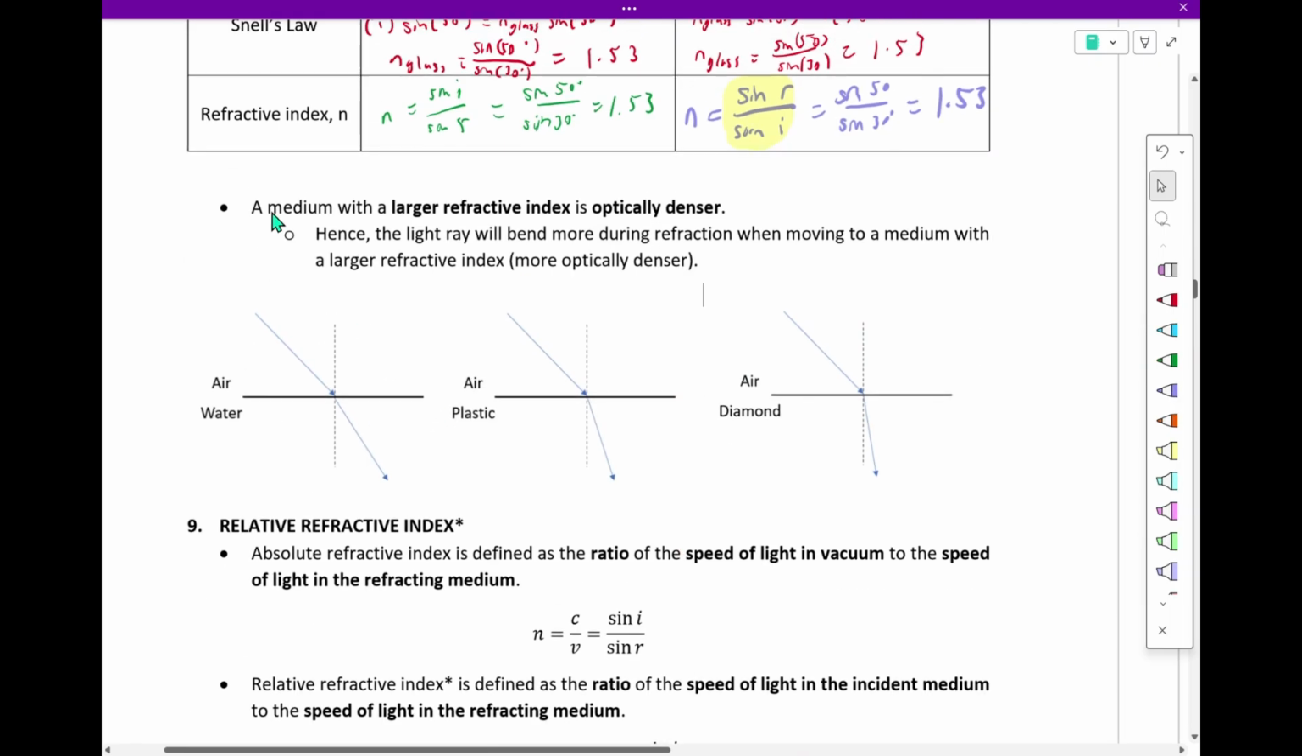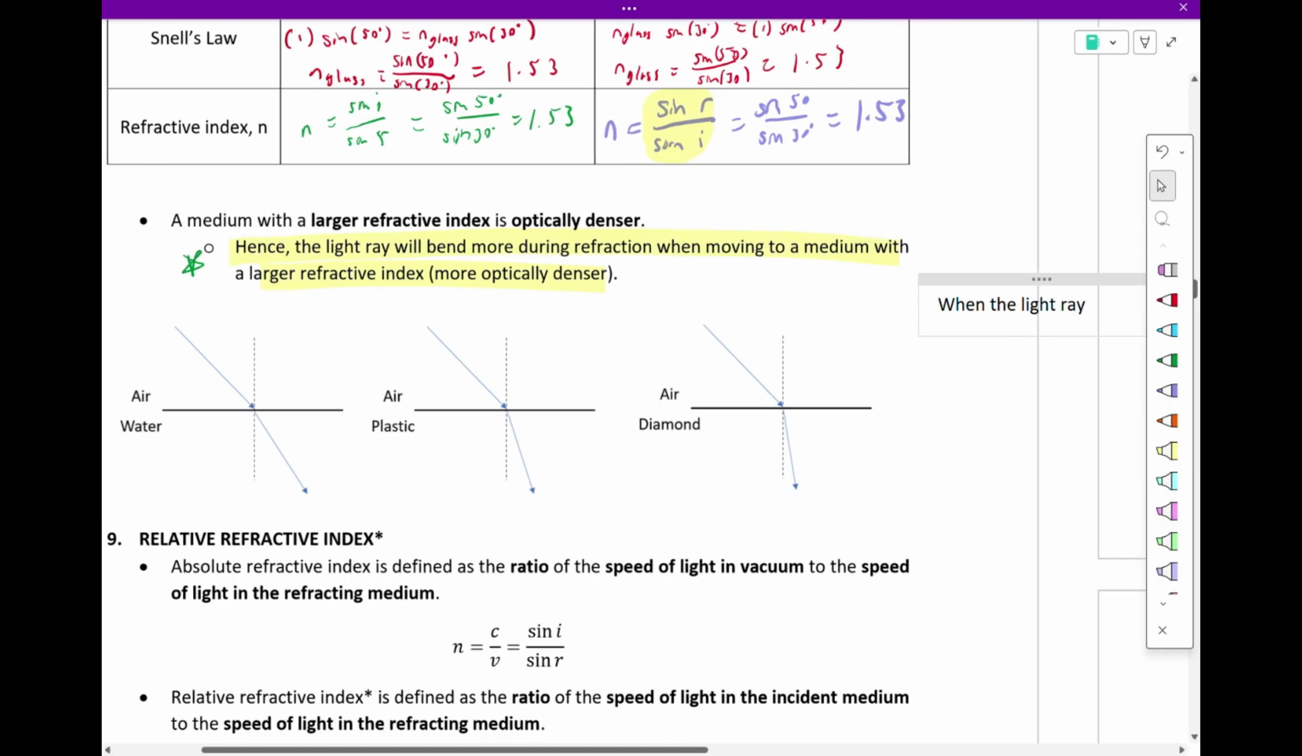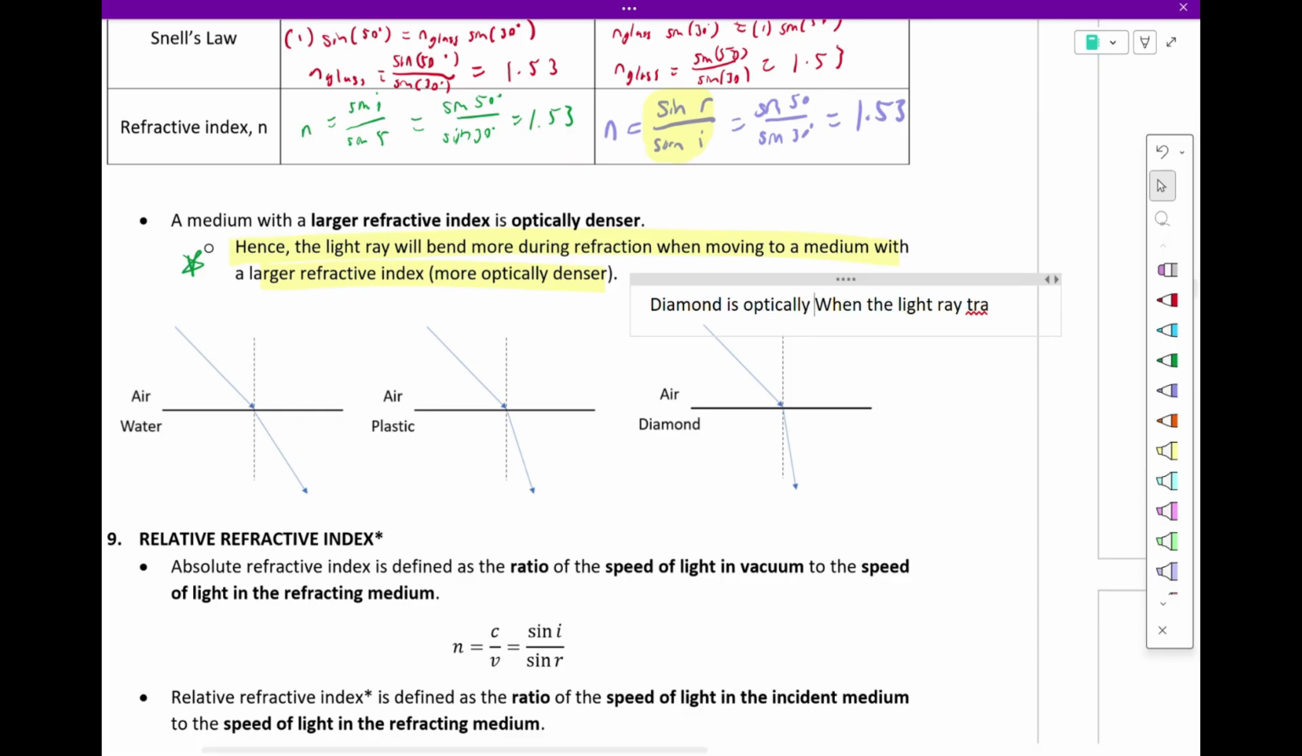Now, next part, if you notice, a medium with larger refractive index is usually optically denser, as I mentioned before, right? So what happens if you notice this explanation here? It's basically the same as the standard explanation that I told you, just that you need to elaborate a little bit further. So like I said before, okay, let me see if I can just write it here. So when the light ray, okay, so you can actually just write it here, is that diamond is optically denser than water and air. Water and plastic.